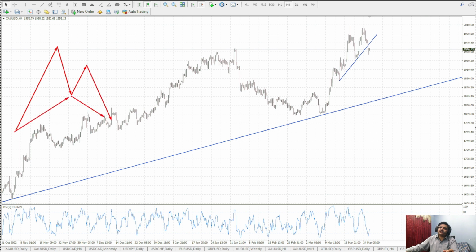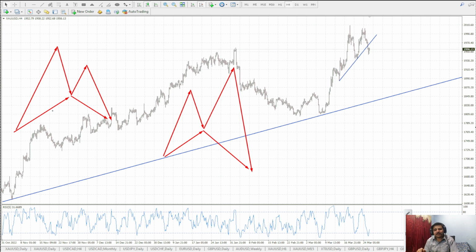This is one structure, and this is another structure. Now if I ask you which one is bullish and which one is bearish, can you think for a while and say which one is bearish? Can you understand it?